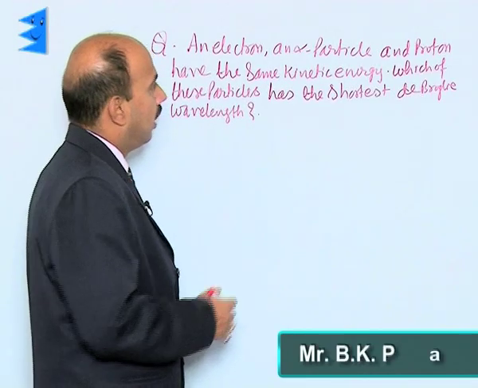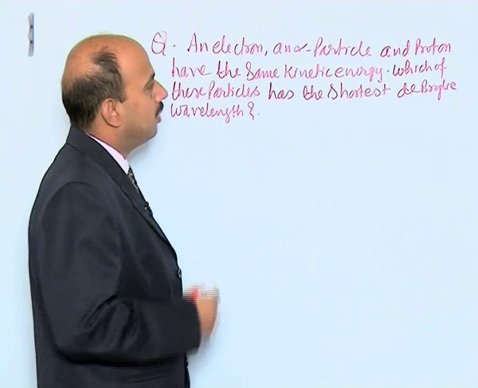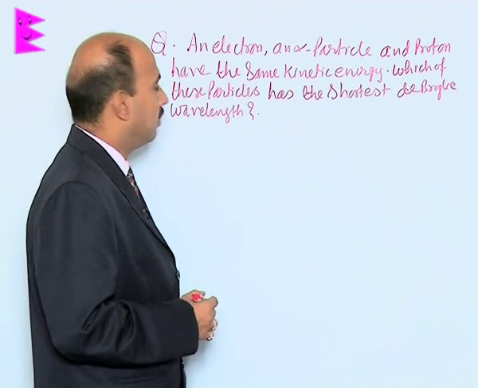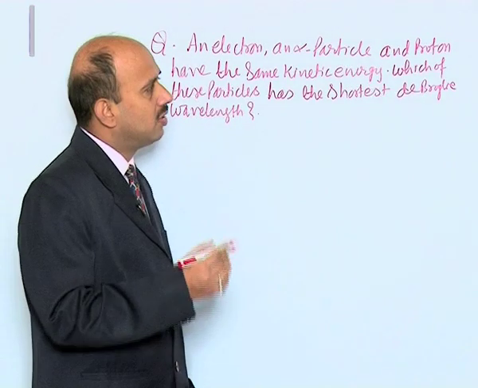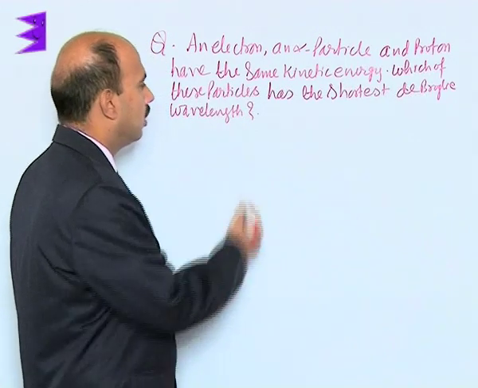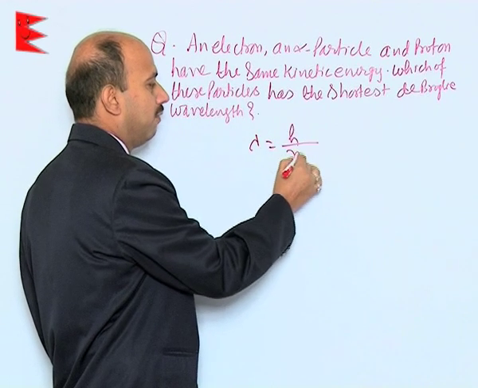Now see here, an electron, an alpha particle and a proton have the same kinetic energy. Which of these particles has the shortest de Broglie wavelength? So this is a conceptual question, and you can also say this is a 1 mark question, not a big question. So we know the de Broglie wavelength, lambda is equal to h by mv.